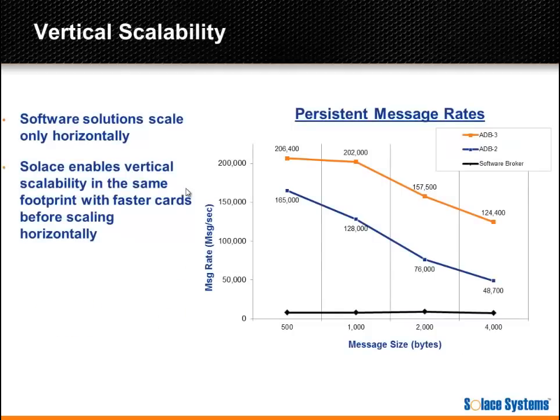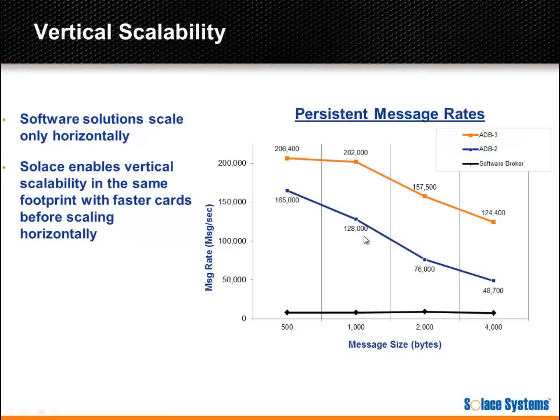With software message brokers, your only option to increase performance is to horizontally scale by adding more brokers. As mentioned previously, you can do this with Solace appliances as well, but with Solace technology, you can also increase the performance of your existing appliance just by upgrading to faster messaging cards. This type of scale-up capability is called vertical scalability. The black line at the bottom of this graph shows the maximum message rate in production of a popular enterprise message broker.